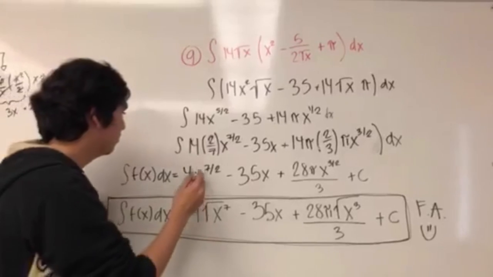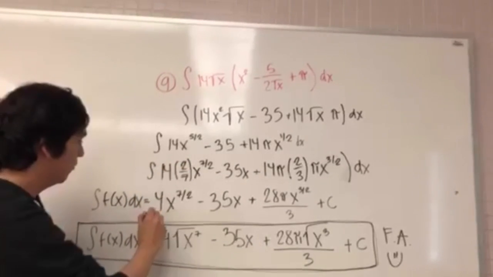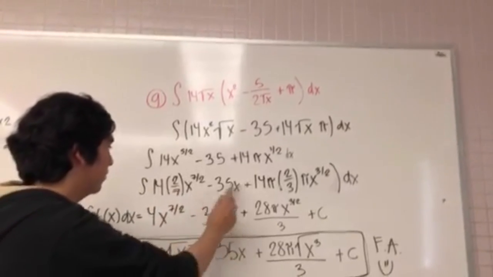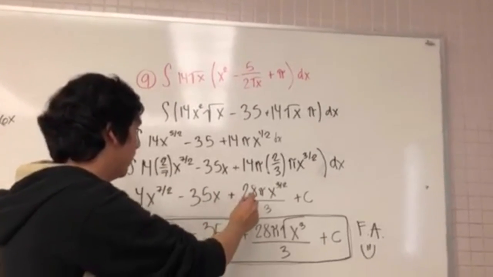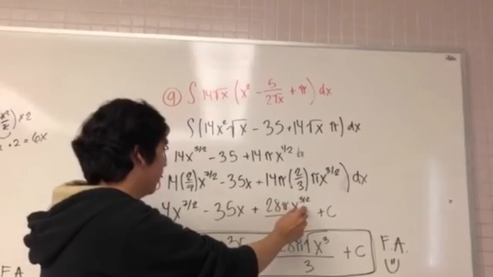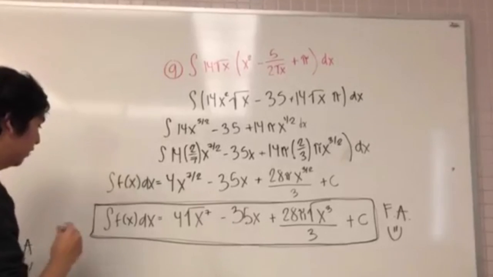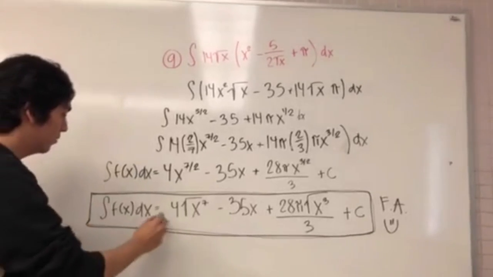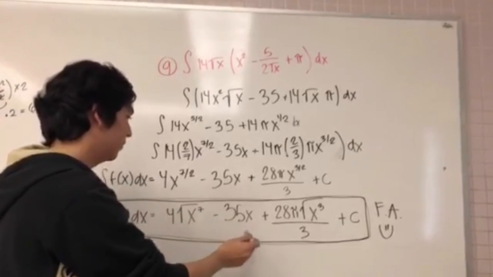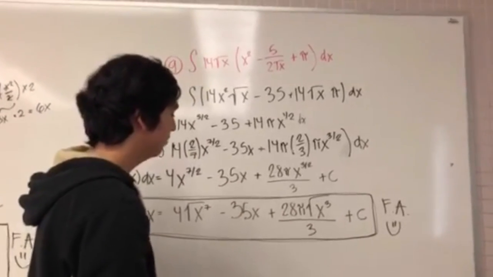Then the 7 cancels with the 14, which is going to be 2 times 2, so it's going to be 4x to the 7 over 2, minus 35x, you leave the same, plus 14 times 2, 28 over 3, pi of x to the 3 over 2, plus C. And the final answer is going to be the integration of f(x) dx equals 4 square root of x to the 7th minus 35x plus 28 pi square root of x cubed over 3 plus C.